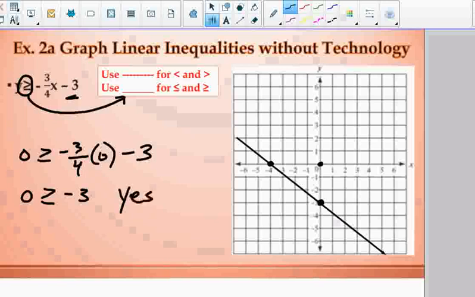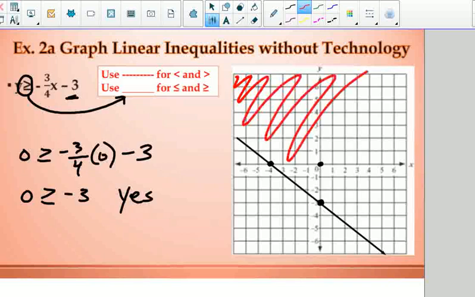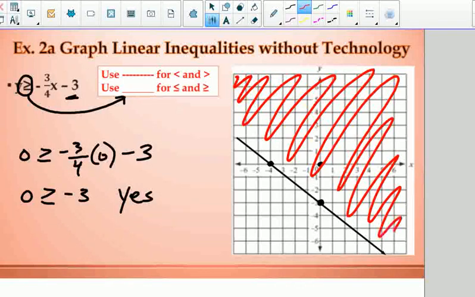Yes, it is. So now I can shade in this side that (0, 0) is a part of, because everything on the line and above is going to be a solution to that inequality. So I'm going to shade in all of that. Let's look at another example.